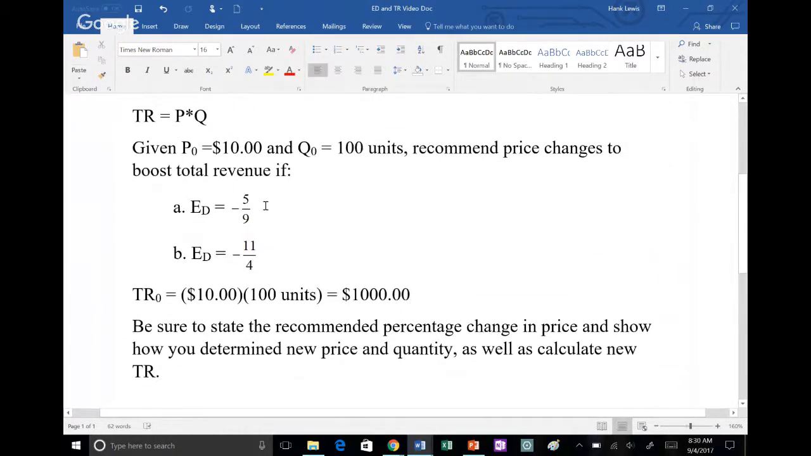Now, is that between negative infinity and -1? Or is that between -1 and 0?